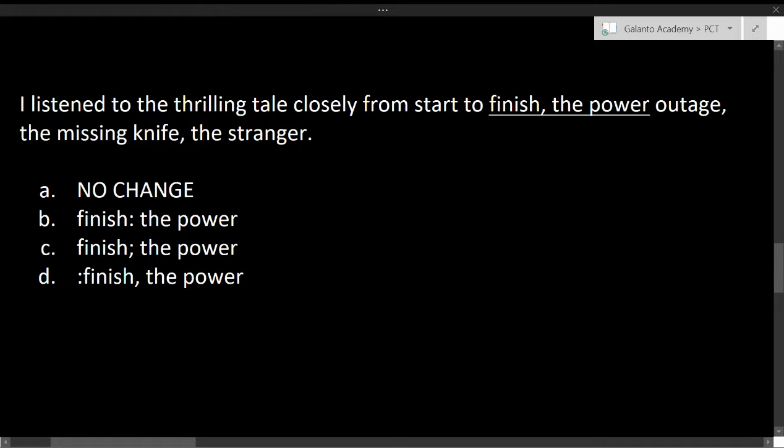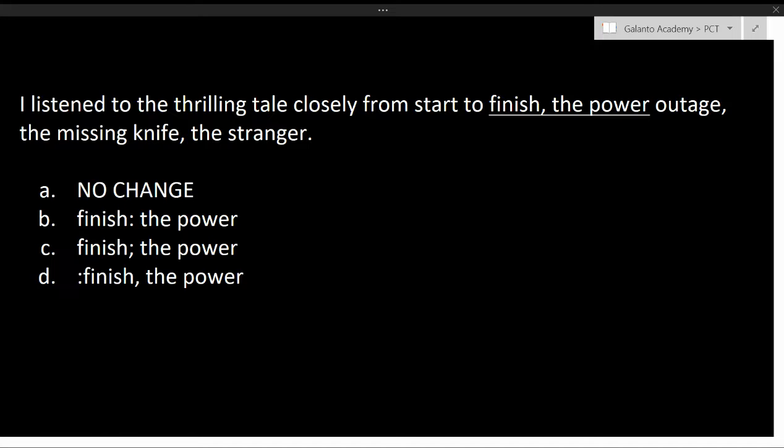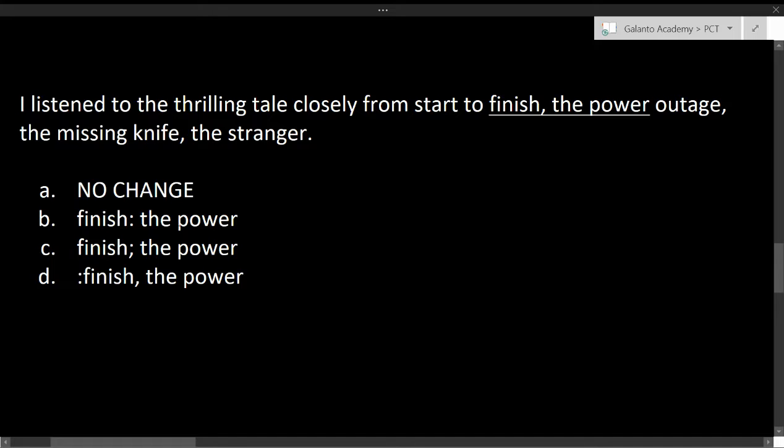I listened to the thrilling tale closely from start to finish. The power outage, the missing knife, the stranger. So our option is to either keep that comma that's right there with no change. We could change it to a colon, we could change it to a semicolon, or we could put the colon before the finish and keep that comma. Our best choice here would be B.